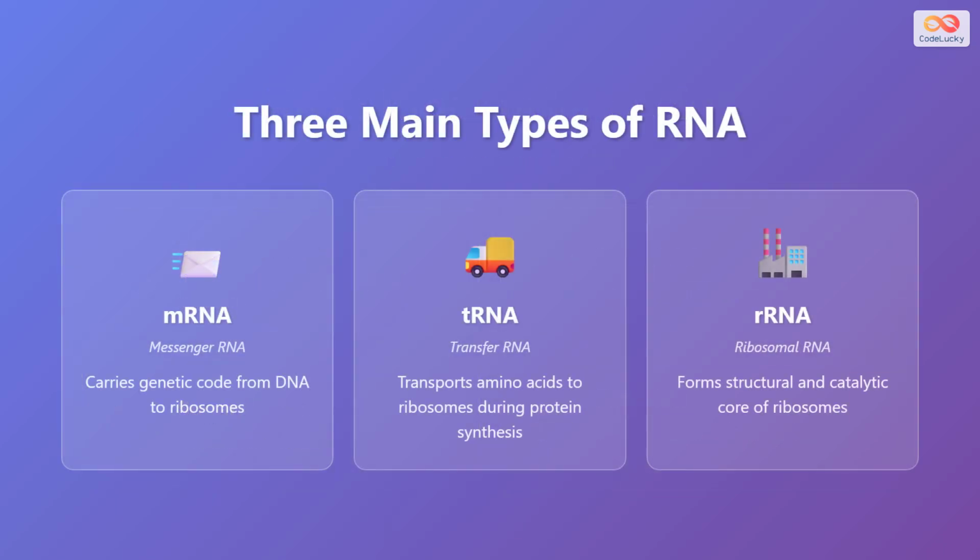There are three main types of RNA, each with a specific role. Messenger RNA, or mRNA, carries the genetic code from DNA in the nucleus to the ribosomes in the cytoplasm. Transfer RNA, or tRNA, transports individual amino acids to the ribosomes during protein synthesis. Ribosomal RNA, or rRNA, forms both the structural framework and the catalytic core of ribosomes, which are the protein-making factories of the cell. All three types work together to produce proteins.